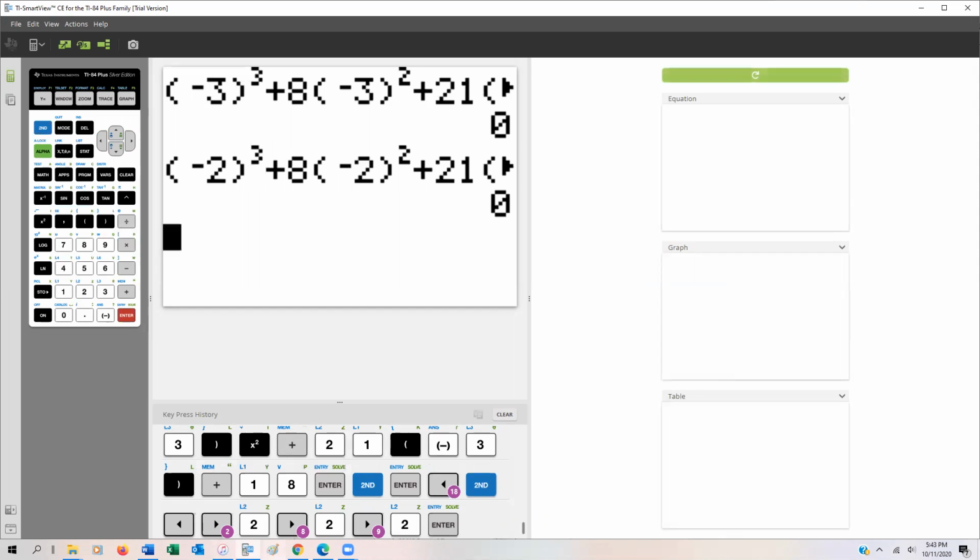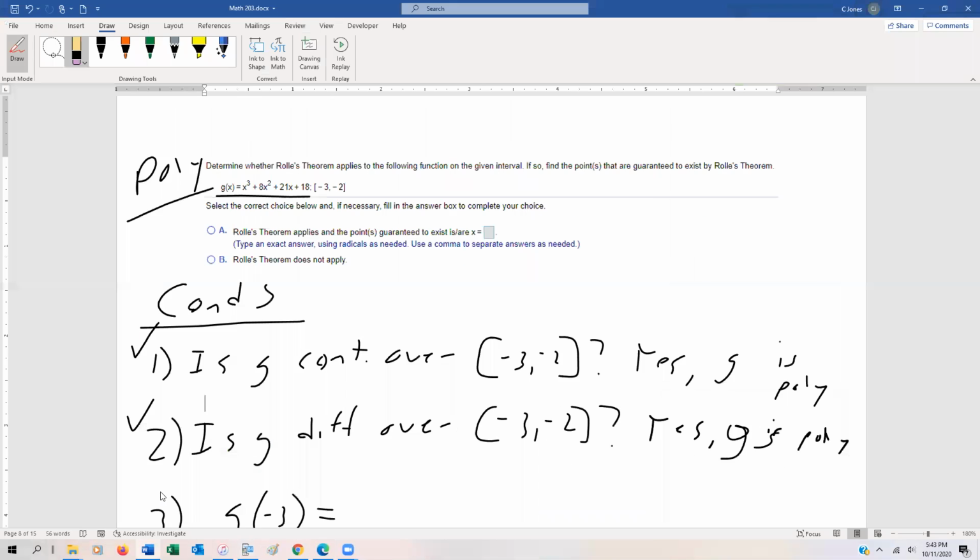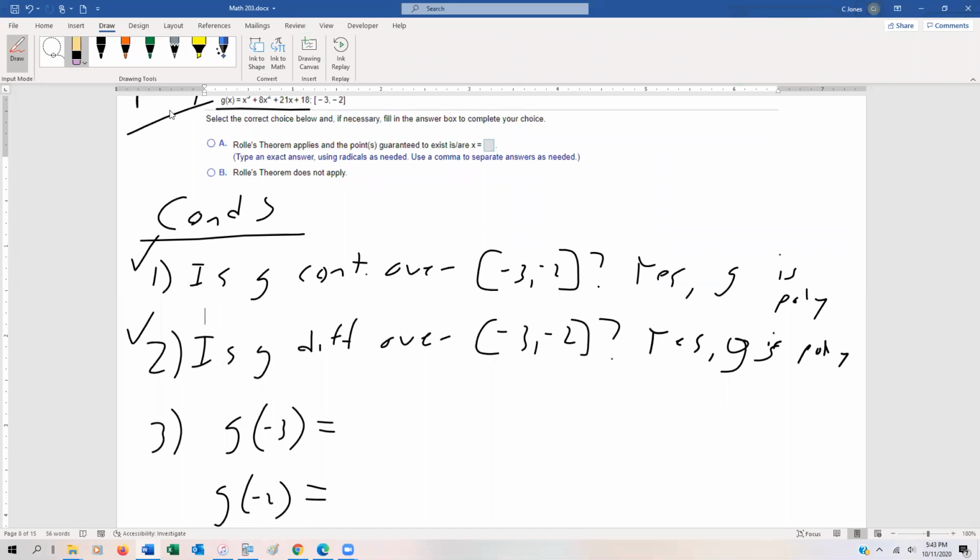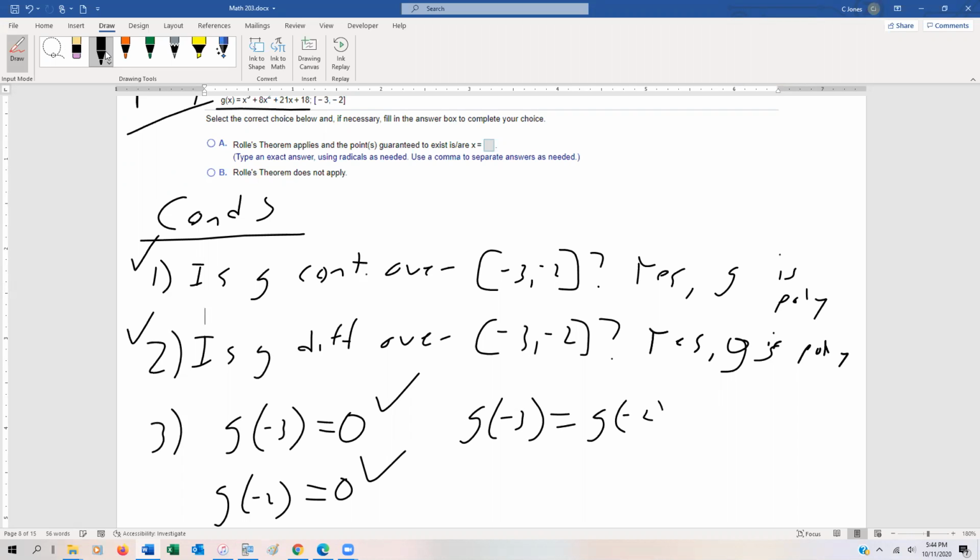That's good news, because if they didn't give us the same thing, then we would be in trouble. So g at -3 is 0, and g at -2 is 0. And because they are equal to one another, it doesn't have to be 0, but g at -3 equals g at -2. So all 3 of the conditions are satisfied, and right away we know that there has to be some value.